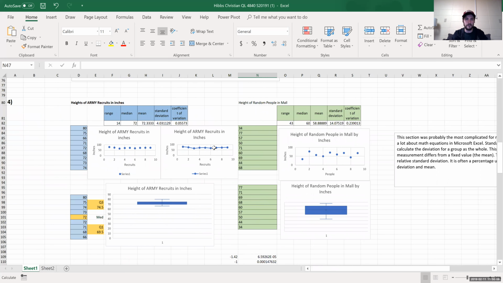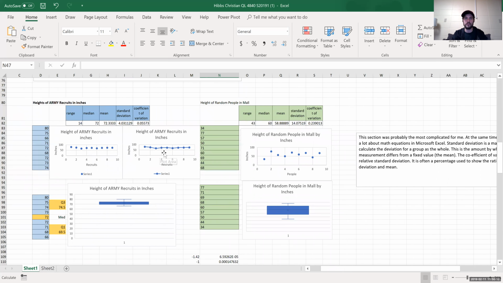Here you can see the height of Army recruits in inches is pretty consistent compared to the more sporadic height of random people in a mall by inches. This leads me to believe the height of Army recruits are most likely males close to the same age, whereas the height of random people in a mall, that could be people of all ages and all genders. So that's why those inches are more sporadic than the Army recruits.